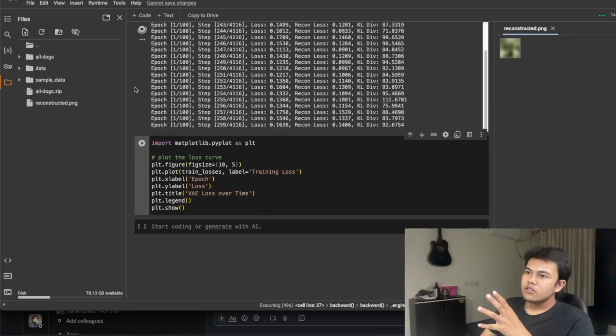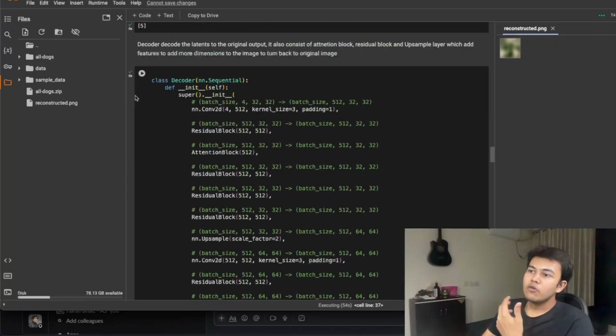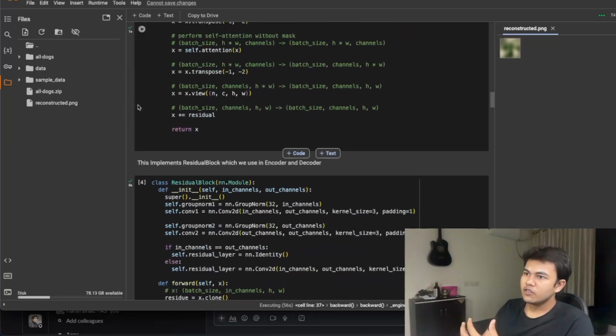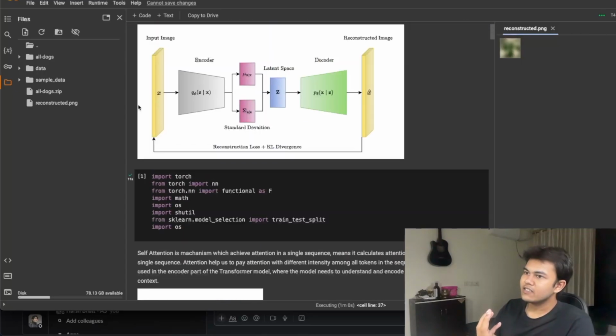So that was all about the VAE, the implementation and how to train it. I hope you understood the concept of VAE and how cool it is, and we are using it in our stable diffusion models and image generation process.